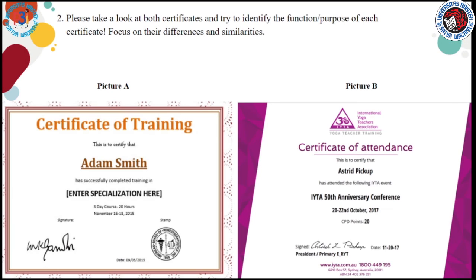Okay, next we have, please take a look at both certificates and try to identify the function or purpose of each certificate and focus on their differences and similarities. So here there are 2 kinds of certificates. In these certificates you have to identify what their function is, and then what their purpose is. You may pause the video and try to answer it.